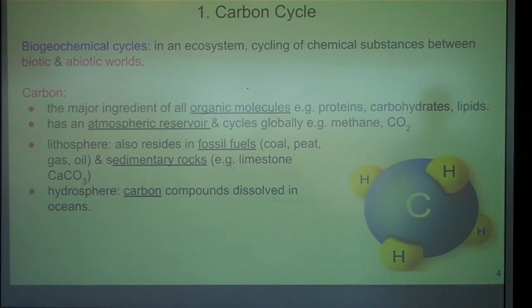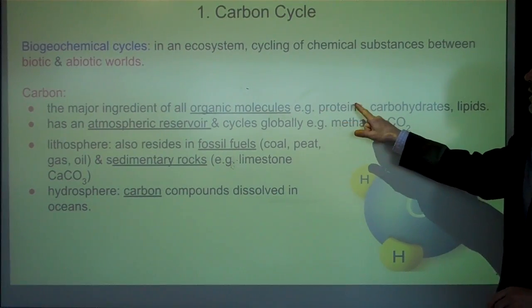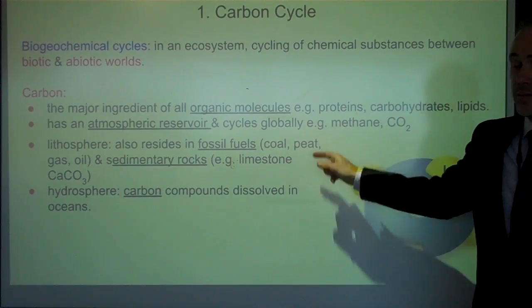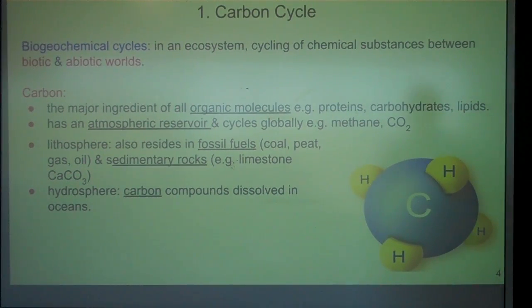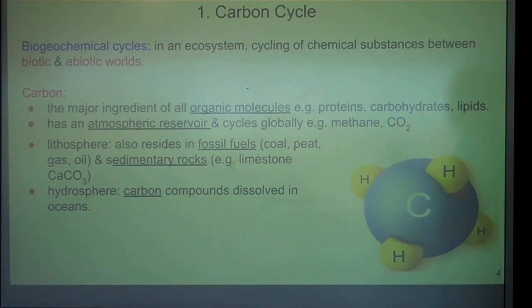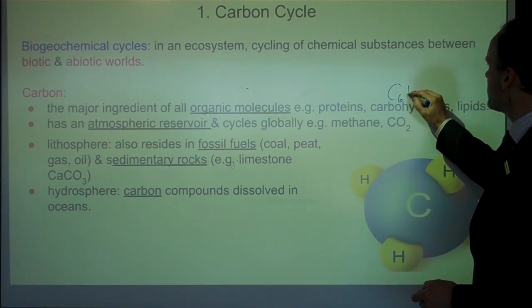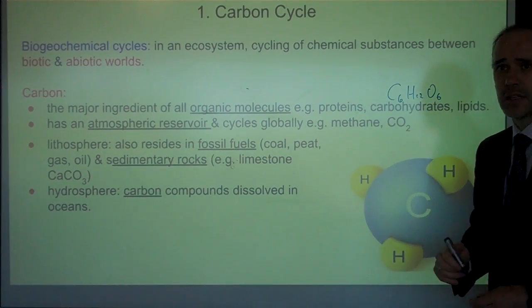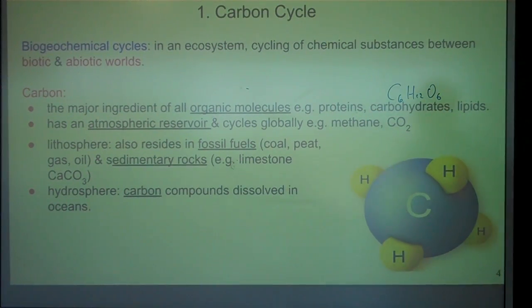Okay, carbon. Here is CH4, methane. Major ingredient of organic molecules. Proteins, carbohydrates, lipids. Write those down. Carbon forms a key component of those things. For example, glucose. What is the chemical formula for glucose? Anyone remember? Yep. C6H12O6. Well done. It's a key component of the proteins. It's in lipids as well. So glucose, very important molecule produced in photosynthesis. So carbon dioxide becomes glucose.